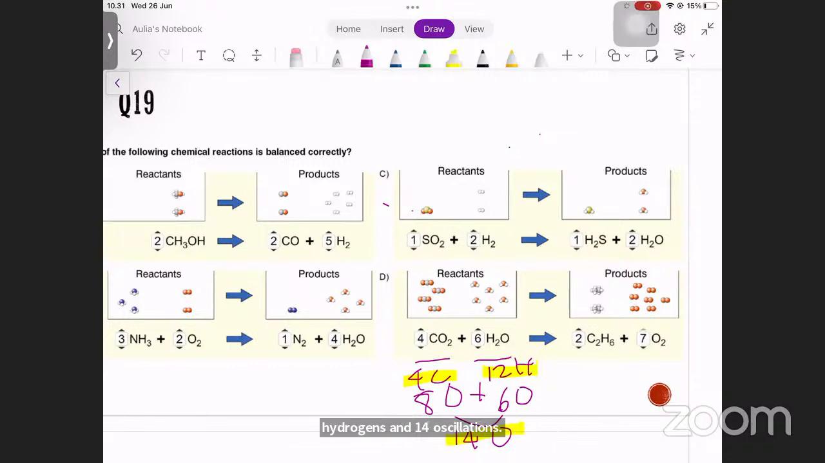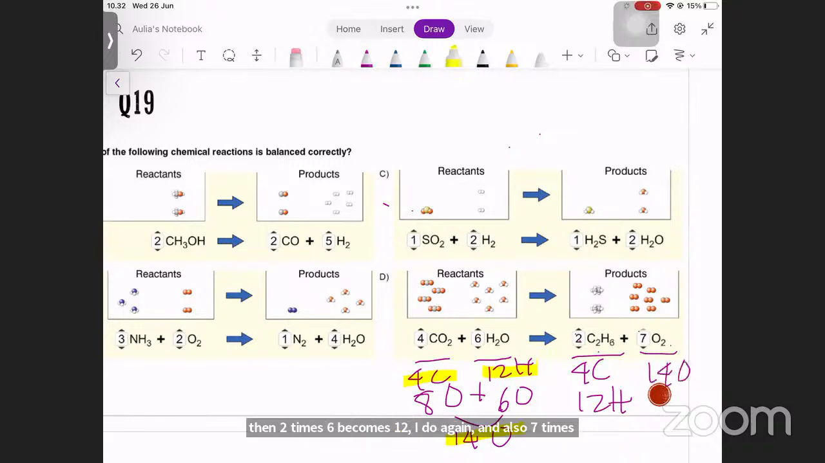And then in the product, look, okay, we have 2 times 2 becomes 4 carbons, right? And then 2 times 6 becomes 12 hydrogen. And also 7 times 2 becomes 14 oxygen. And the numbers are the same as the number of atoms in the reactant.